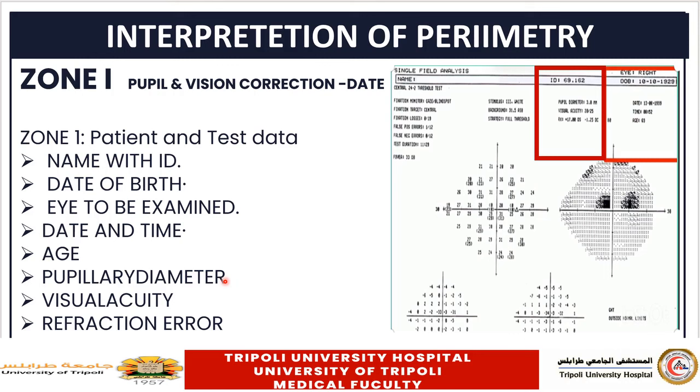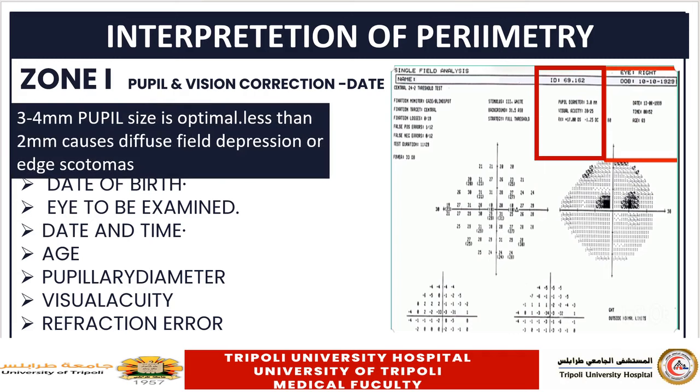And another important point is the refractive error. Refractive error should be corrected, especially the near correction. If the patient is beyond the age of 40 and has presbyopic elements, he should wear the near correction. And also, if the patient has any significant refractive error, he should wear glasses before doing the perimetry. A 3 to 4 millimeter pupil size is optimum, and less than 2 millimeters will cause generalized depression.